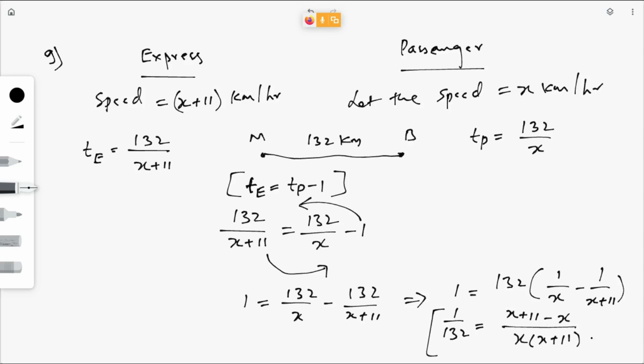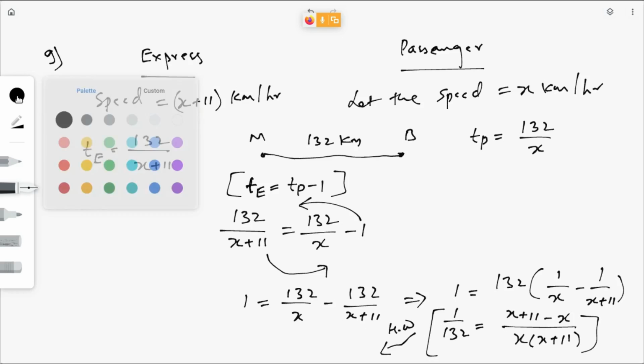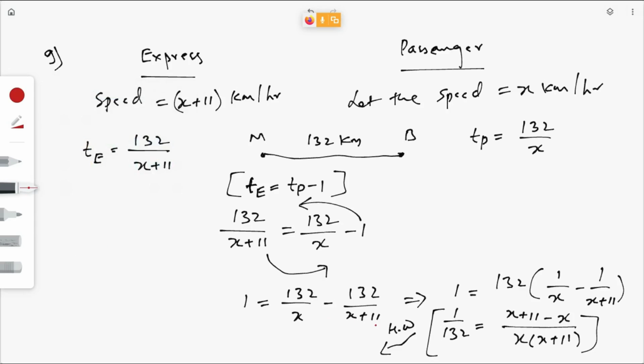Okay, next you continue. Remaining part is homework. Simplify this one and find x. So x is the speed of the passenger train and x plus 11 is the speed of the express train. Any questions? No, sir. Okay.